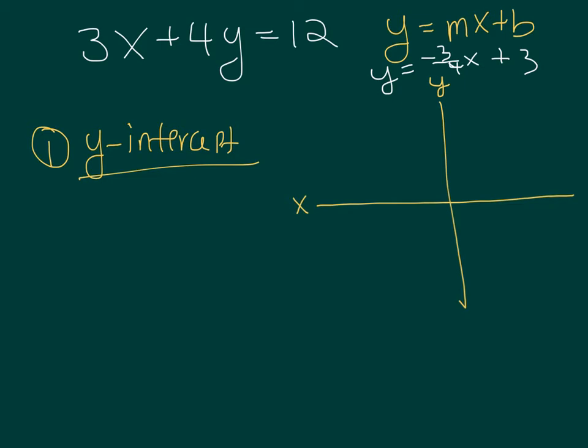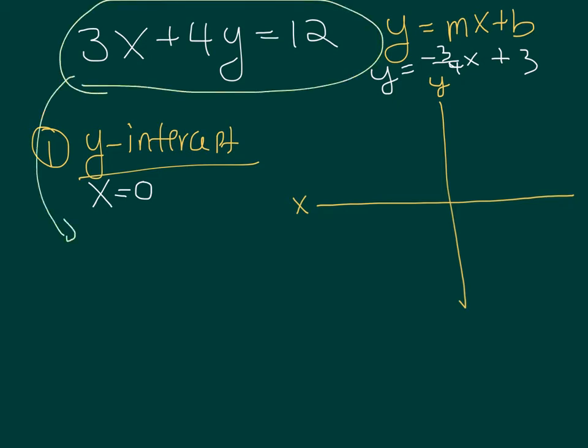So the definition of a y-intercept is the y-coordinate when x equals 0. So that's always true. I have this equation right here. All I want to do is plug in 0 for x and figure out what y is. And that should be my y-intercept.